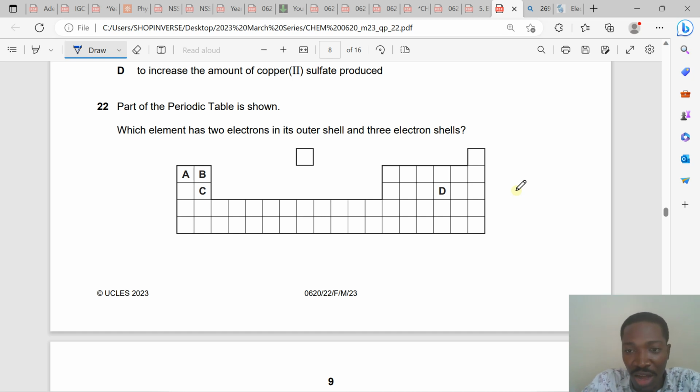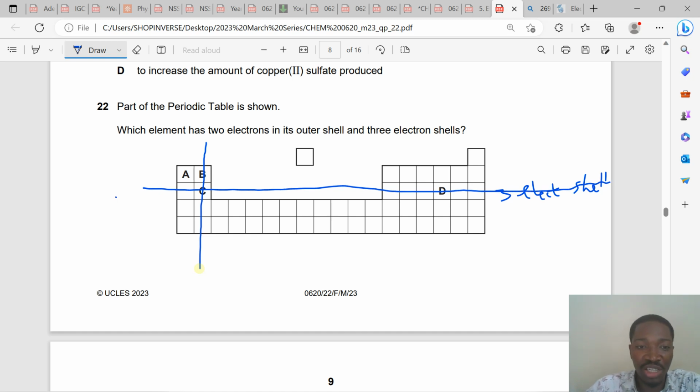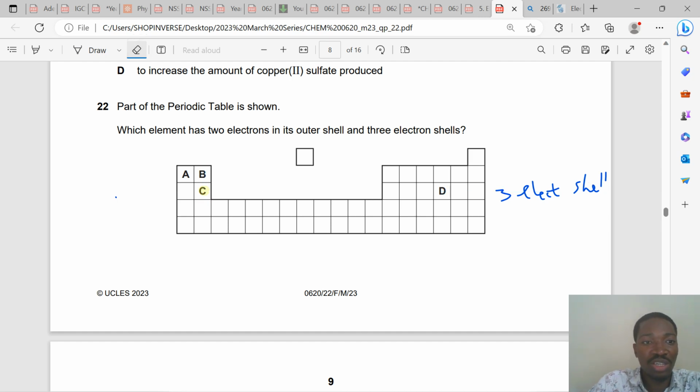So this one we have 3 electron shells. Good. Which element has 2 electrons in its outer shell? Group 1 elements have 1 electron in their outer shell. Group 2 elements have 2 electrons in their outer shell. So B and C are correct for 2 electrons. Then C and D are correct for 3 electron shells. So that makes C the only one that meets those 2 conditions, and we shade option C as the correct answer.